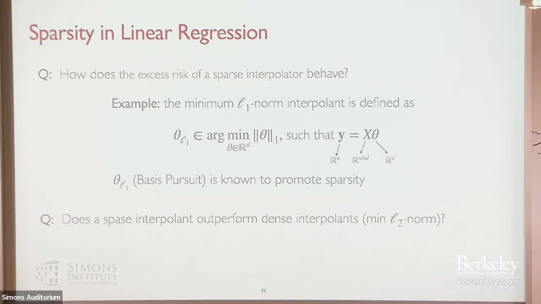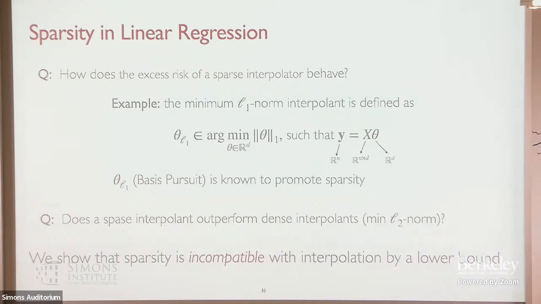And you could ask, how does this sparse interpolant compare to dense interpolants? If you think about the minimum L2 norm interpolant, it's likely to be dense. We have bounds on the excess risk of the minimum L2 norm, and you could ask how the excess risk of the minimum L1 norm compares to it. Given that I have posed two questions, I better have an answer. We show that sparsity is in fact incompatible with interpolating noisy data, and we show this via a lower bound on the excess risk.